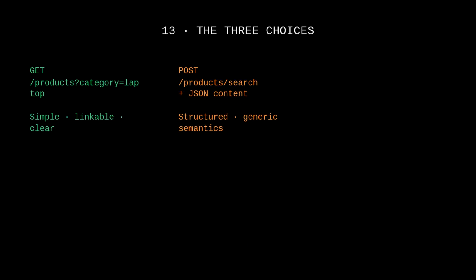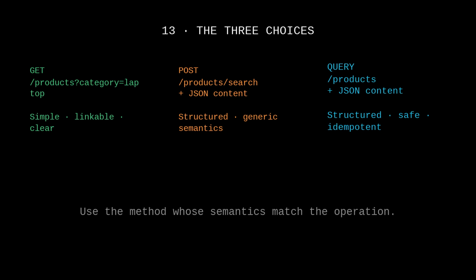Return to the product search. GET is ideal while the query remains clear in a URI. POST carries complex content, but the method itself does not declare a safe and idempotent query. QUERY carries the same structured content while stating the semantics directly. It is not a replacement for GET or POST. It gives complex, read-only operations a method whose HTTP semantics finally match what the application is doing.